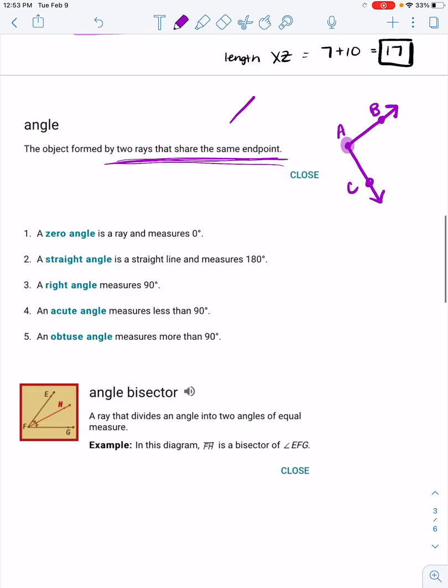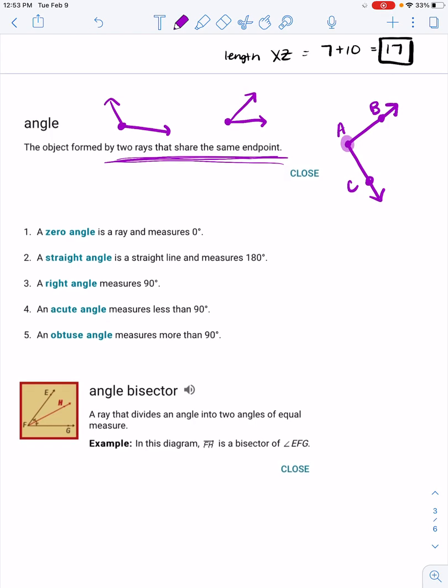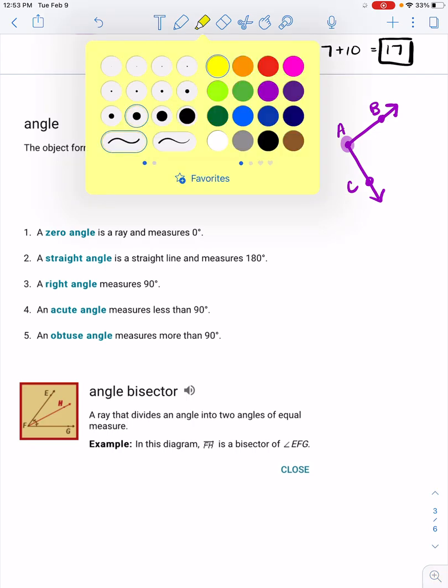So angles look like this. You can have an acute angle, or you can have an obtuse angle. That's like a big open angle. So again, it's just two rays and they have an endpoint in common, okay? Okay, so then we have some definitions of different types of angles. So I want to go through this.